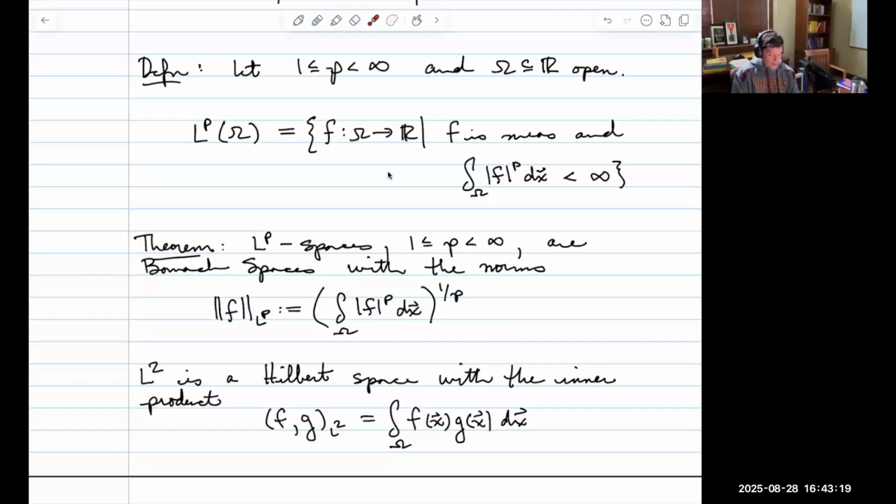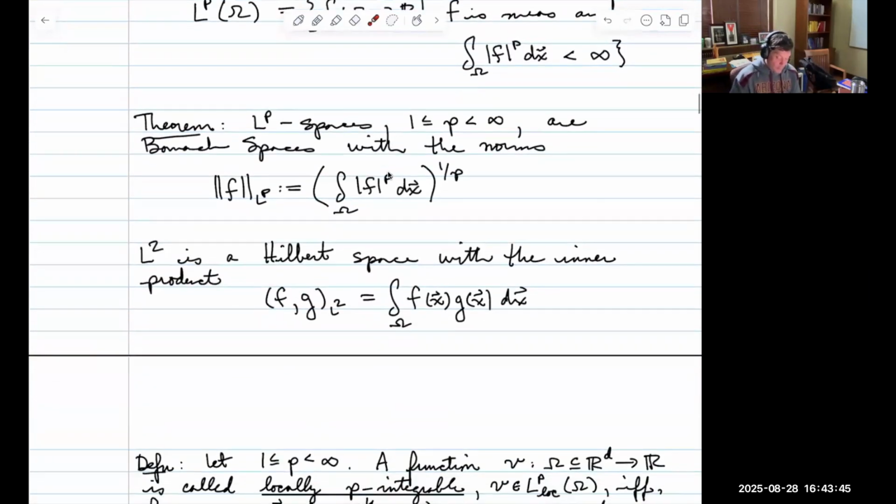L2 is just the L^p space where p is equal to 2. Okay, so this turns out to be a Hilbert space, so it has a little more structure than the Banach space. It also has an inner product, and the inner product in the case where p is equal to 2 is this inner product that I'm showing here. So you should be able to quickly show on a napkin that this is the right inner product.